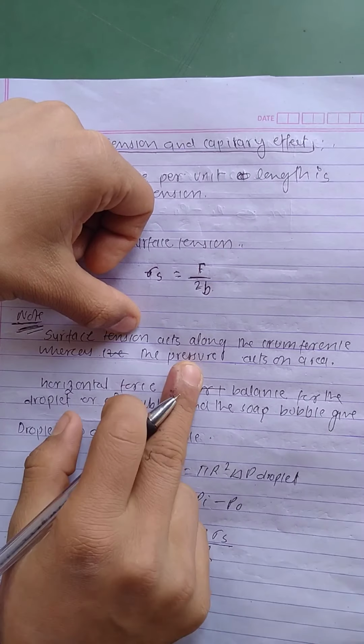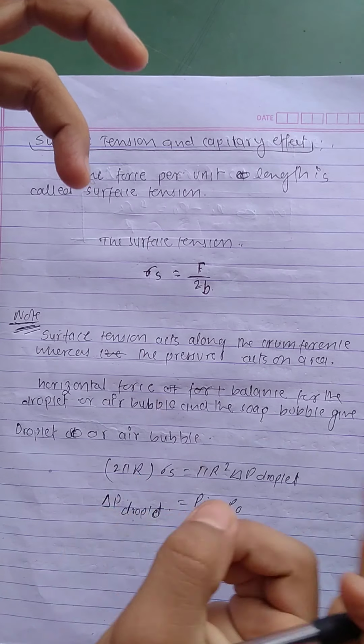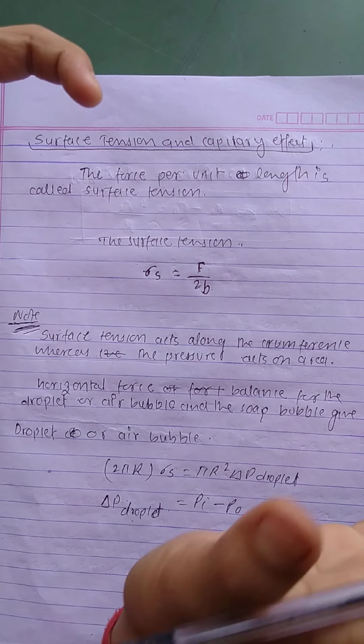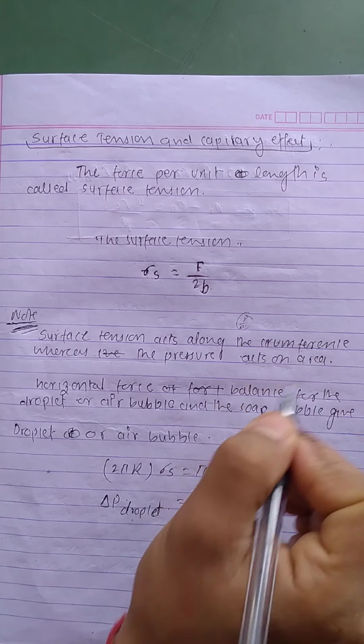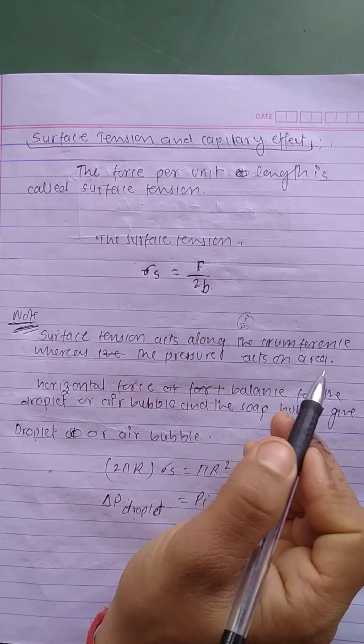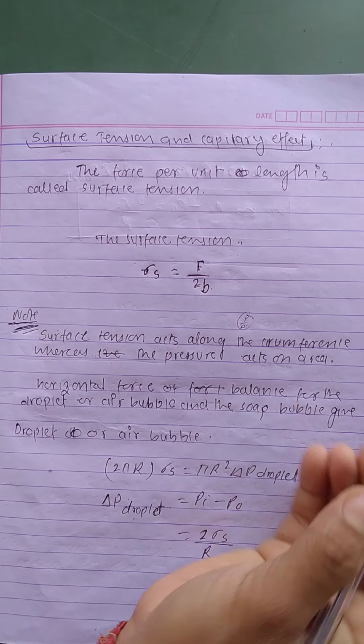Surface tension acts along the circumference, whereas pressure acts on the area. We all know that pressure is P equals load by area. So surface tension acts along the circumference, whereas the pressure acts on the area.